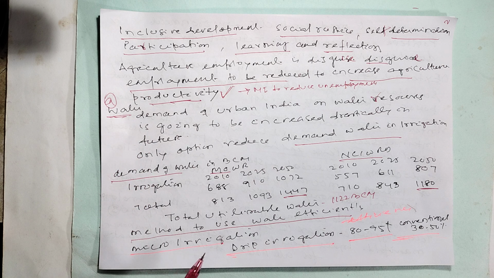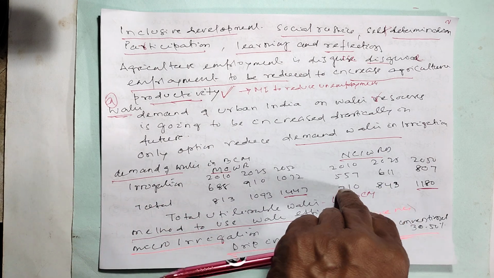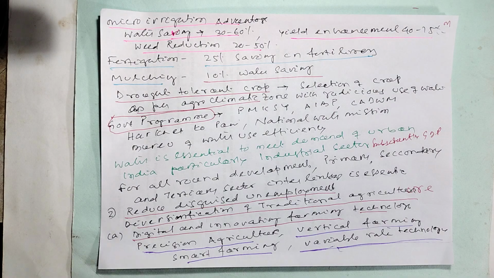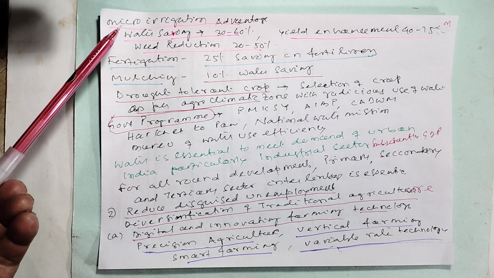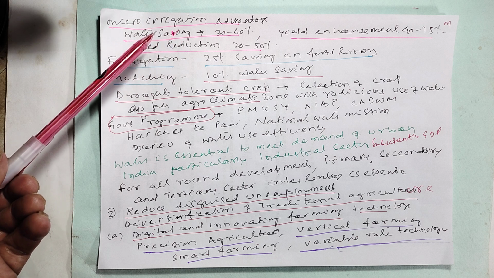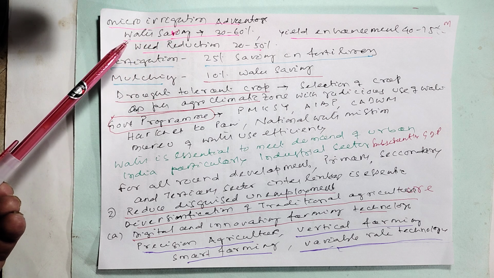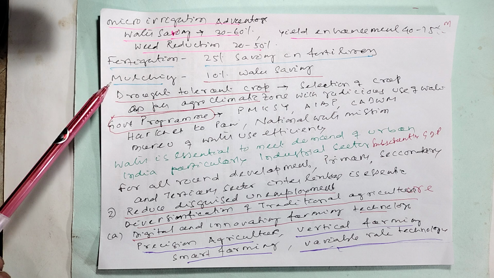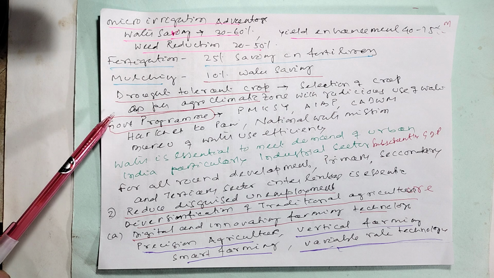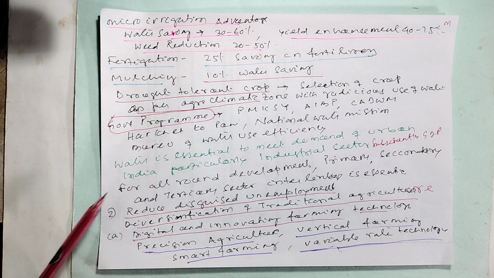There are so many methods. Micro irrigation and drip irrigation have 80 to 95% efficiency, while conventional irrigation has only 30 to 50%. Micro irrigation gives water saving of 30 to 60%, yield enhancement of 40 to 75%, weed reduction of 20 to 50%, fertigation 20% saving, mulching 10% saving, and drought tolerant crops. Then there are so many government programs.